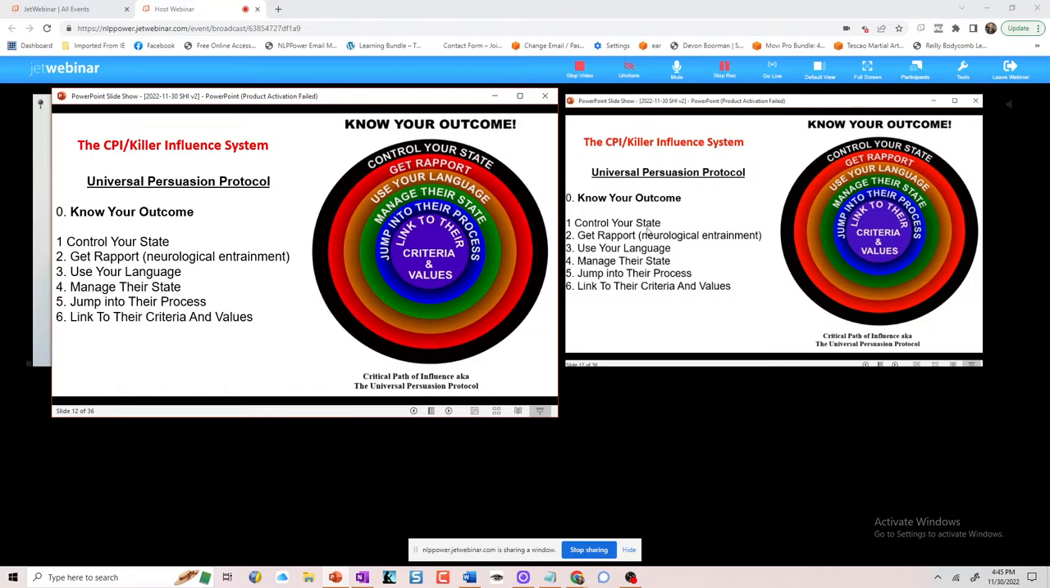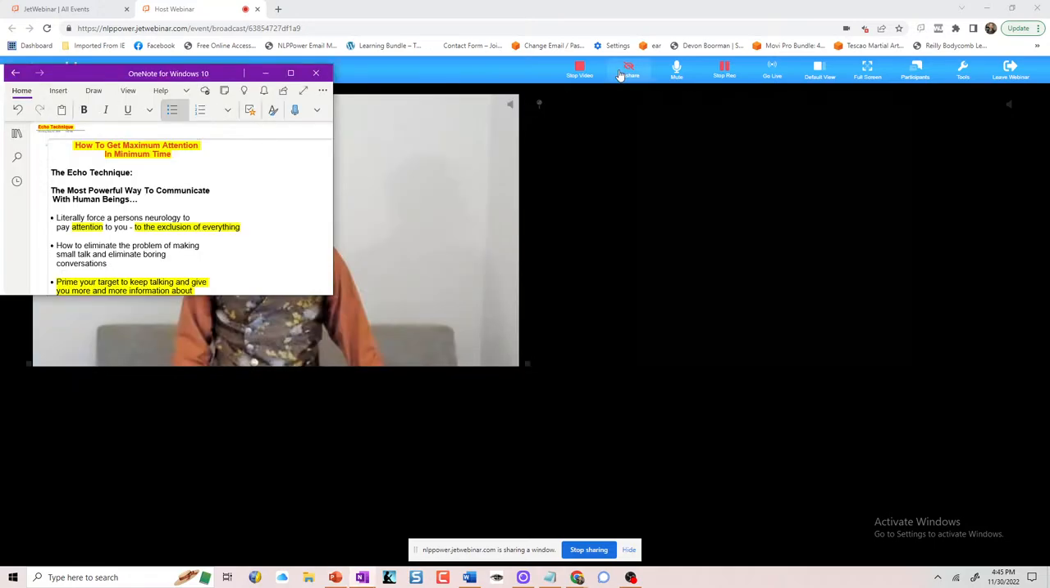So, that being said, let's talk about the secret passcode to the human nervous system. And that secret passcode we call the echo technique. So let me share this with you really quick. In fact, I'm going to actually turn off. I don't know if I can turn my camera off. We'll just share it. We'll see what happens. All right.